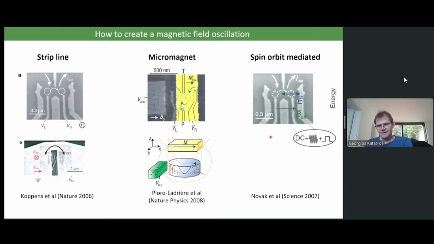And finally, in the early day works, there is the work in the group of Lieven Vandersypen, where they have again a very similar, possibly identical device, in which they realized that actually for a system with non-negligible spin orbit, if you have an AC electric field, this actually translates into an AC magnetic field.